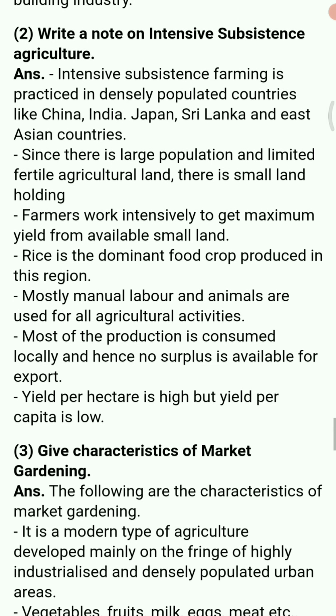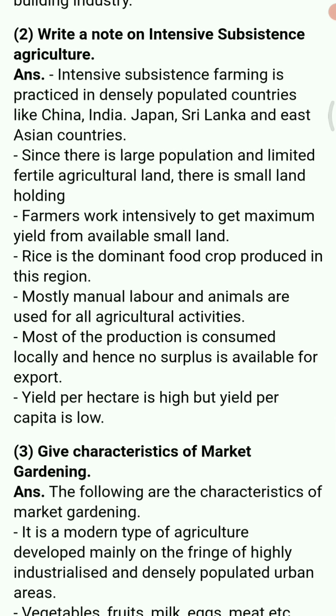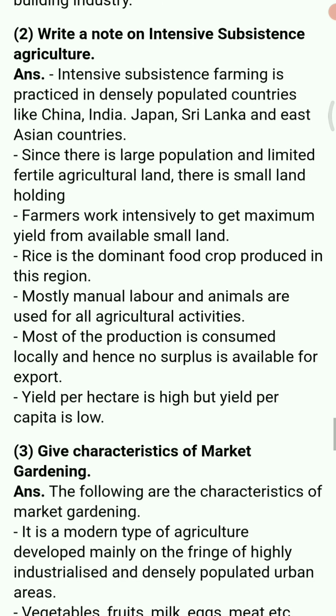Now the next question is, write a note on intensive subsistence agriculture. अभी इंटेंसिव सब्सिस्टेंस एग्रीकल्चर, यहाँ पे large amount of population and limited fertile agriculture land is seen and there is a small land holding, ठीक है. मतलब स्मॉल लैंड के ऊपर बहुत लोग काम करते हैं और फर्टाइल एग्रीकल्चरल लैंड होता है. So farmers, they work intensively to get maximum yield out of small land. छोटे से ही एरिया में बहुत ज़्यादा यील्ड कैसे प्रोड्यूस करते हैं वो आपको इंटेंसिव सब्सिस्टेंस फार्मिंग में दिखाई देगा.